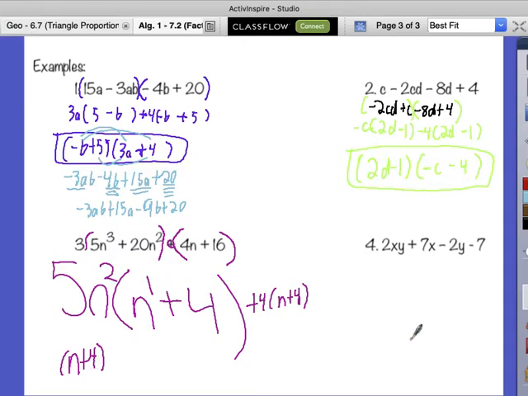Now, if we take n plus 4 out of this first term, what are we left with? Okay, Dylan, what are we left with? 5n squared. And then in the second parentheses, we're left with plus 4. Why do we say 5n squared? Because the GCF of the first two terms was 5n squared. Because they both have n, one just has n to the third and one n squared.